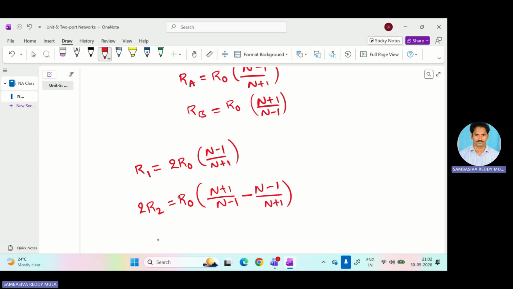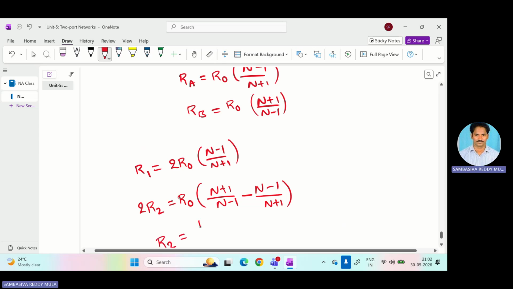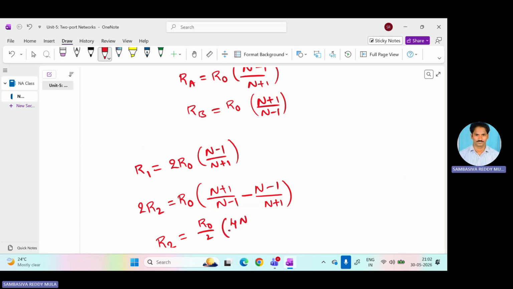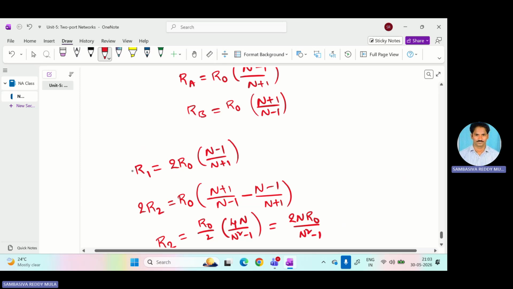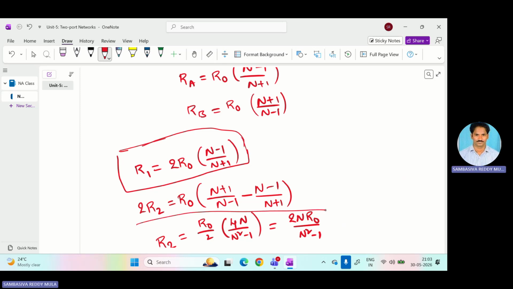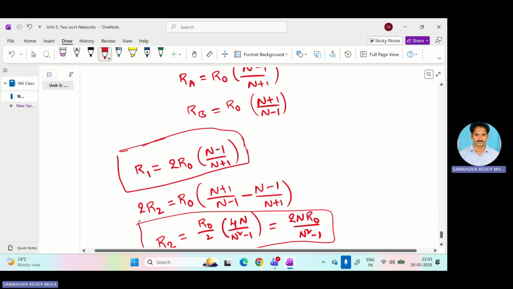If you solve this equation, we get R2 is R0 by 2 into 4n by n square minus 1, so we get 2n into R0 by n square minus 1. These are R1 and R2 for this T-type attenuator. So R1 is 2 times R0 into n minus 1 by n plus 1, and R2 is 2n into R0 by n square minus 1.